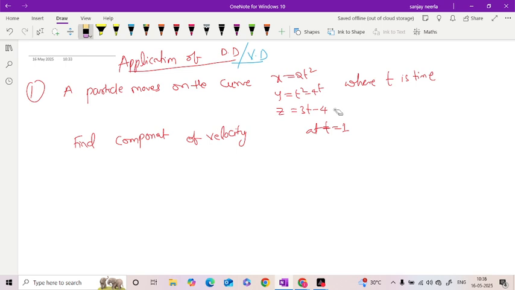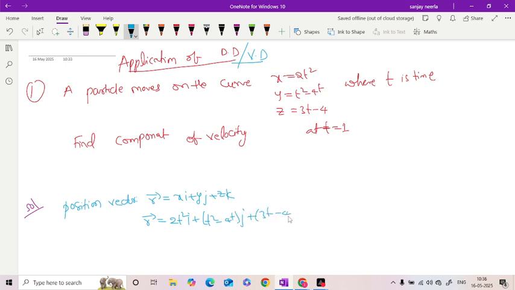Now what is the position vector, according to the previous problem? Position vector is xi plus yj plus zk, and it is given as a vector in parametric form. That means the position vector is 2t square i plus t square minus 4t into j plus 3t minus 4 into k. So this is the position vector, but what is our question? Our question is velocity.